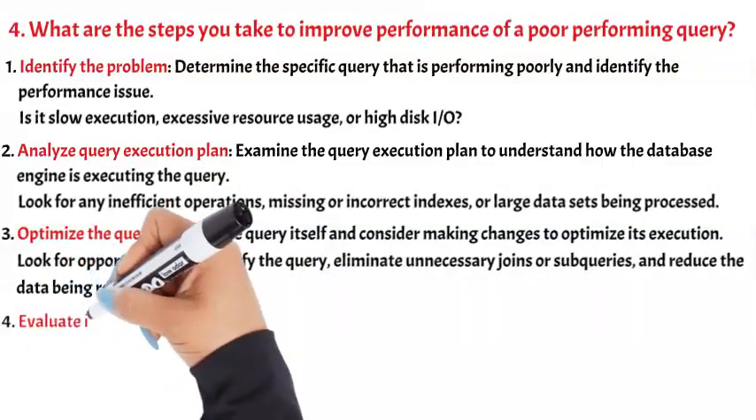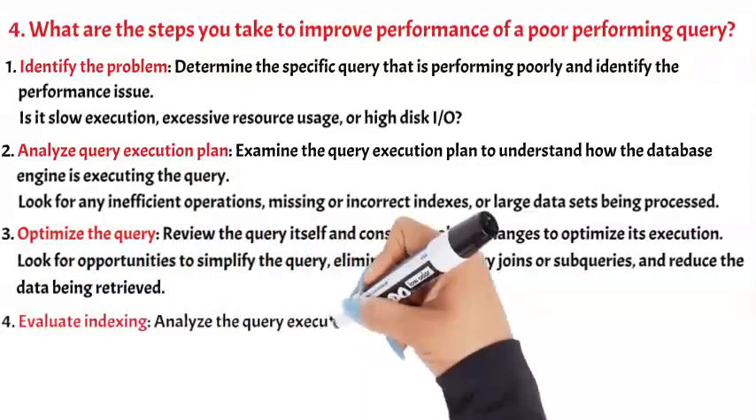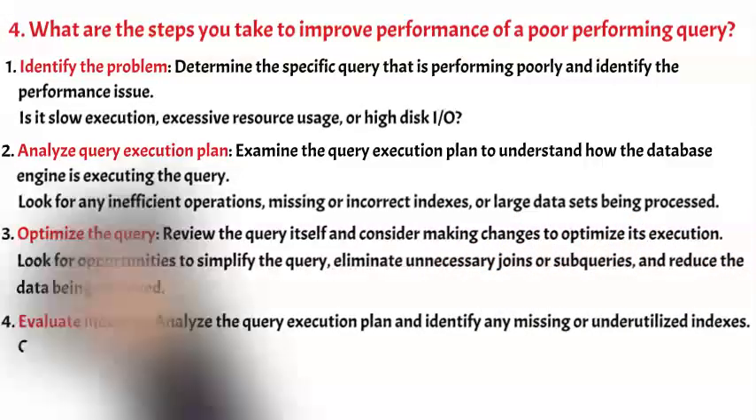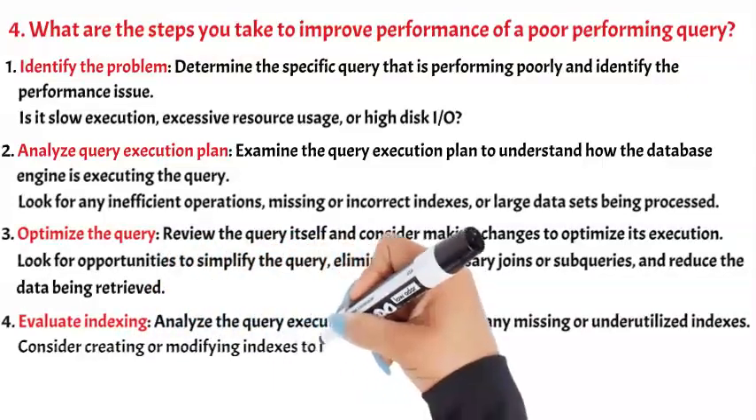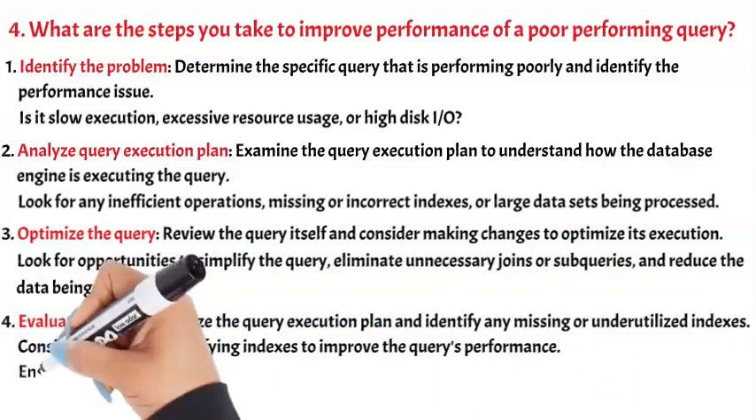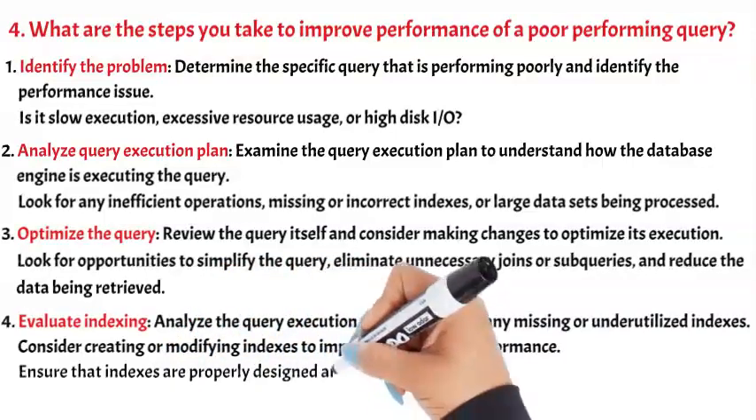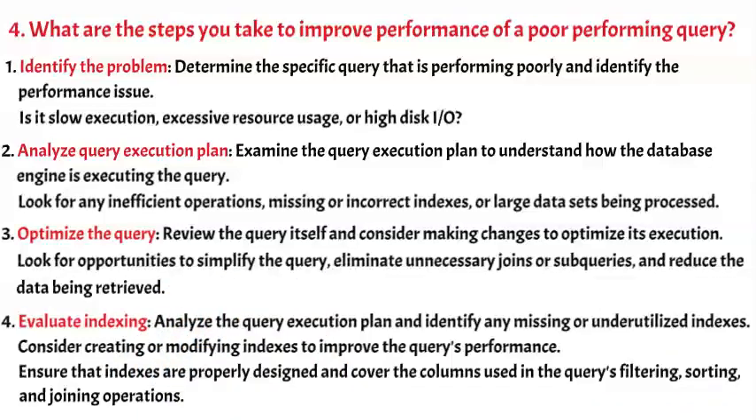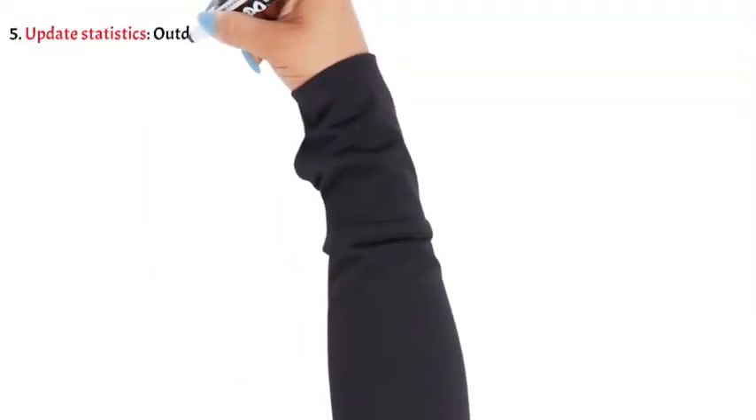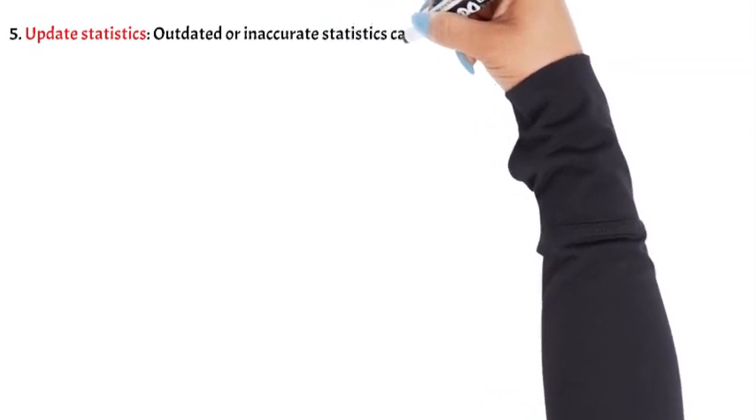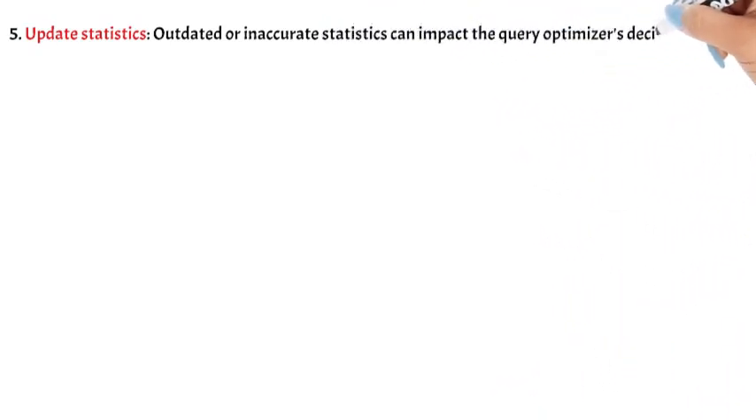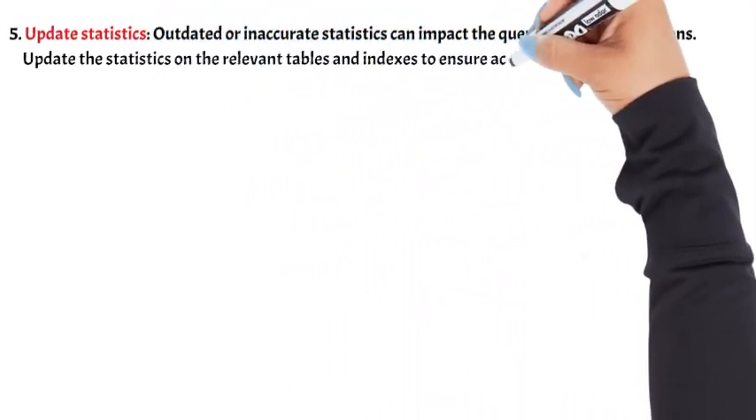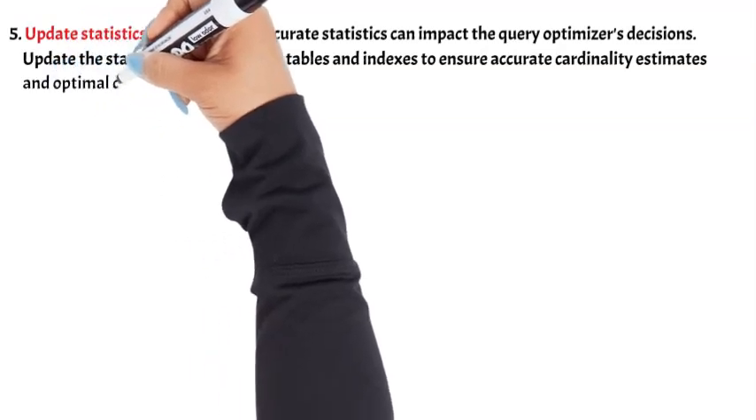4. Evaluate indexing. Analyze the query execution plan and identify any missing or underutilized indexes. Consider creating or modifying indexes to improve the query's performance. Ensure that indexes are properly designed and cover the columns used in the query's filtering, sorting, and joining operations. 5. Update statistics. Outdated or inaccurate statistics can impact the query optimizer's decisions. Update the statistics on the relevant tables and indexes to ensure accurate cardinality estimates and optimal query plans.